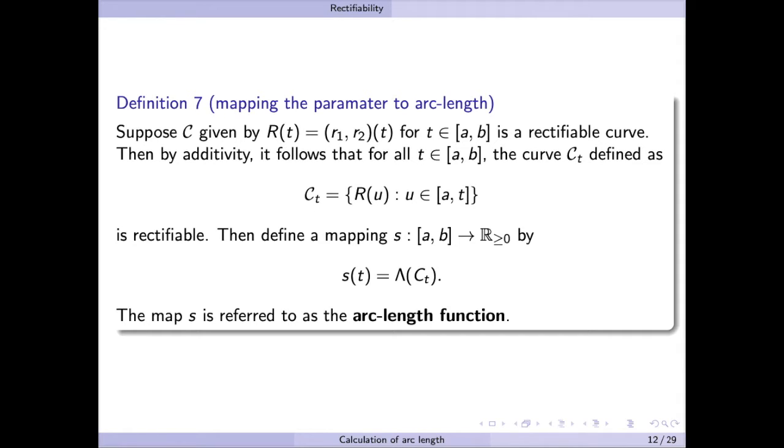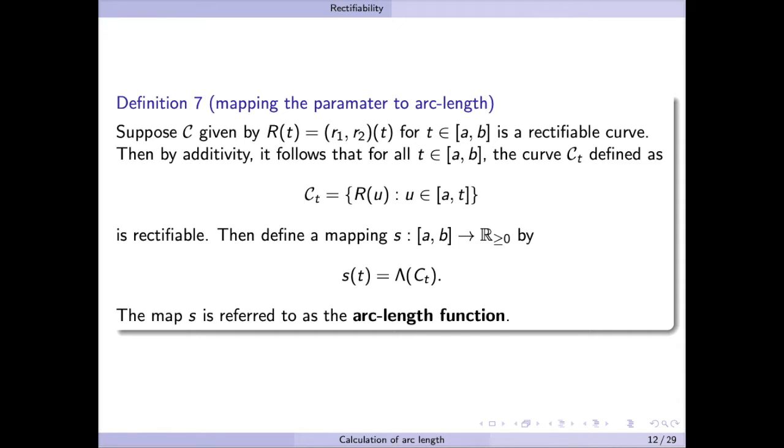to create a mapping of the parameter t to the arc length of the curve up till any point in its parameterization. So phrasing this mathematically, suppose C is given by the parameterization r of t equal to r1, r2 of t for t in the interval ab, and that C is rectifiable. Then by additivity, it follows that for every t in the interval ab, if we define the curve C sub t as the points r of u, where u lies in the interval at, then C sub t is rectifiable. This is due to theorem 6.